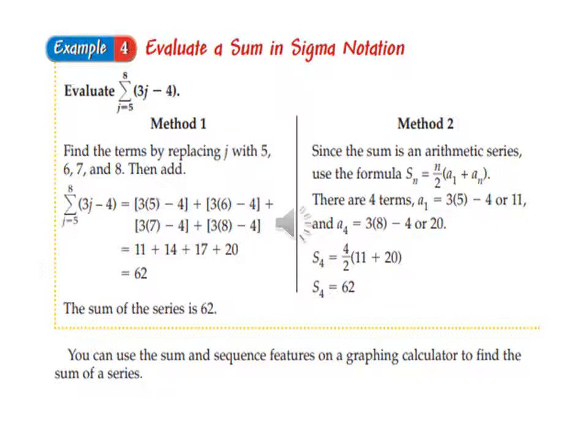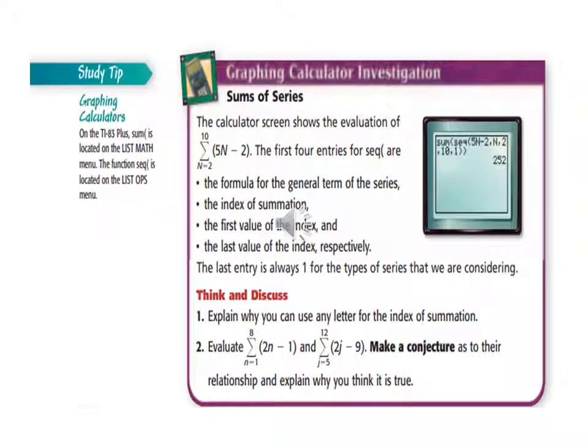You can use the sum and sequence feature on a graphing calculator to find the sum of a series. This is a direct example about sigma notation and how we can find the summation of an arithmetic series. The calculator screen shows the evaluation of the sum of the series. This is think and discussion: explain why you can use any letter for the index of summation. You can use a calculator to find the sum of a series in sigma notation.